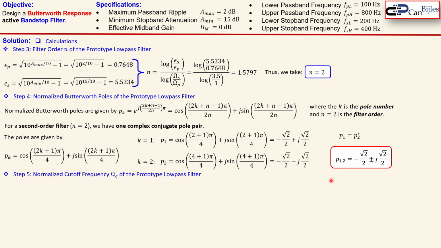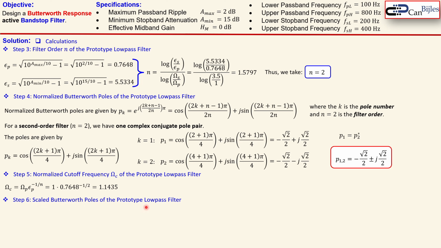which is about the normalized cutoff frequency of the prototype low-pass filter. So this omega c, what we need to calculate, is required in order to transform our Butterworth poles to the required pole locations. Because the poles are normalized here for the cutoff, and we actually look at the pass band. So the normalized cutoff frequency is then calculated like so. We have the omega p, which is just 1. We have an epsilon p, which was 0.7648. Now we also have our order, and we just substitute here, we get 1.1435.